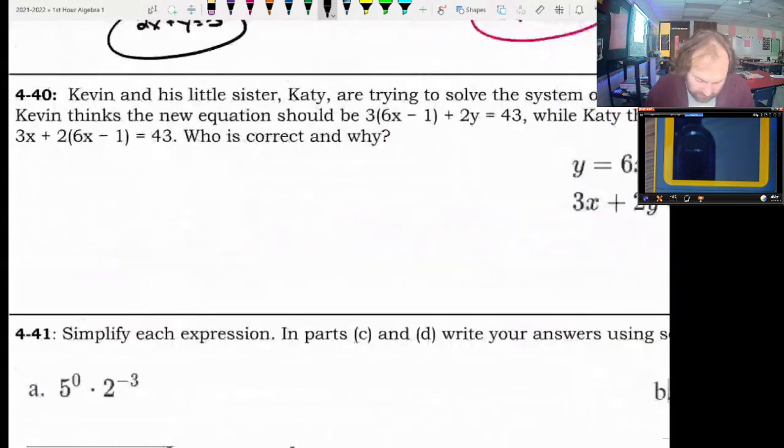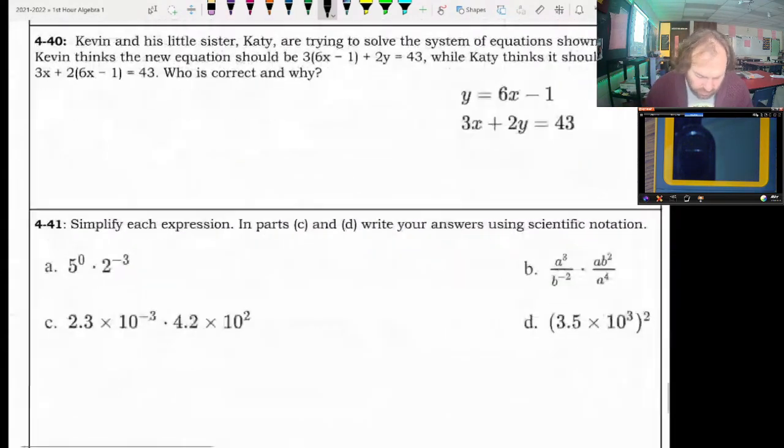440, Kevin and his little sister Katie are trying to solve the system of equations shown below. Kevin thinks the new equation should be 3 times that thing. Katie thinks it should be the other thing. Who's correct and why? Well, let's figure out what it is.